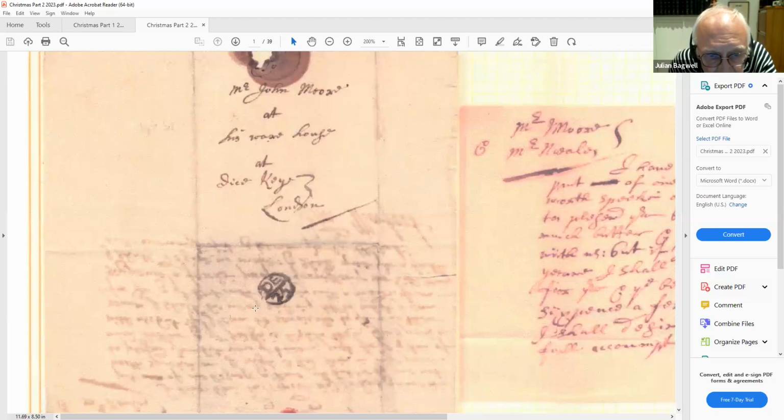These were introduced in 1660, and for many years, they never carried the year. They just carried the month and the day. And you can see December the 25th here. And the letter is dated 1704. So this is a pretty early Christmas Day postmark.